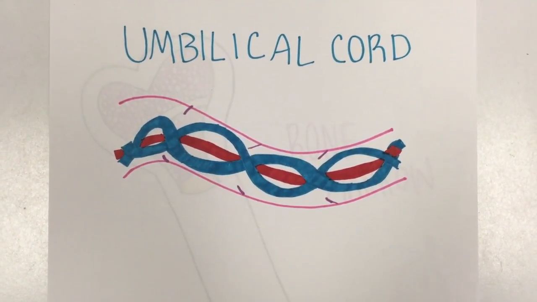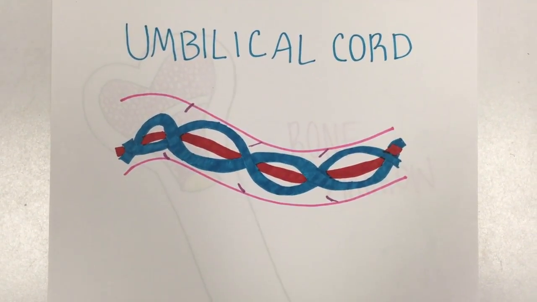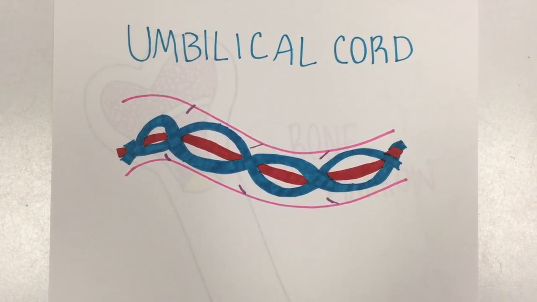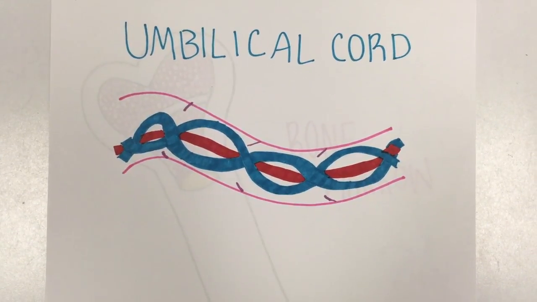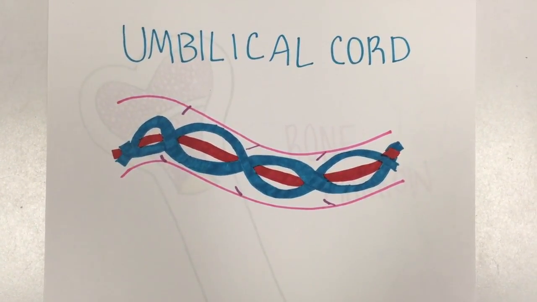Another application of stem cells includes umbilical cord blood. Obtained from the umbilical cord after birth, stem cells from cord blood samples are often stored and frozen for future therapeutic use.